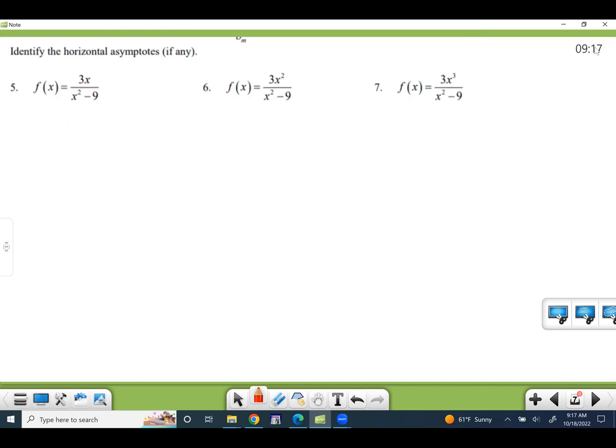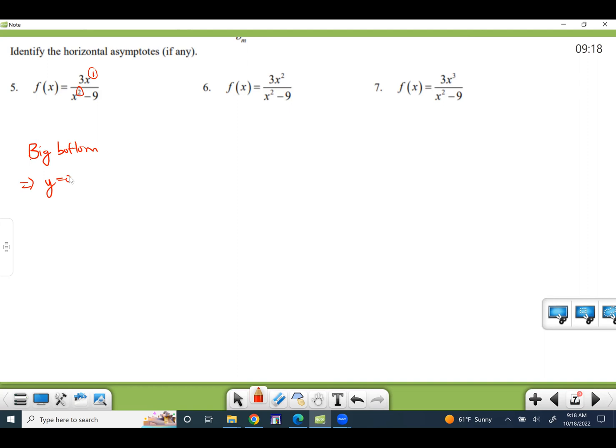All right, so the first thing we have to decide is is it small bottom, big bottom, or equal? I'm going to look at those highest exponents. So it looks like this would be the case of big bottom. So for big bottom, it's going to be y equals 0.